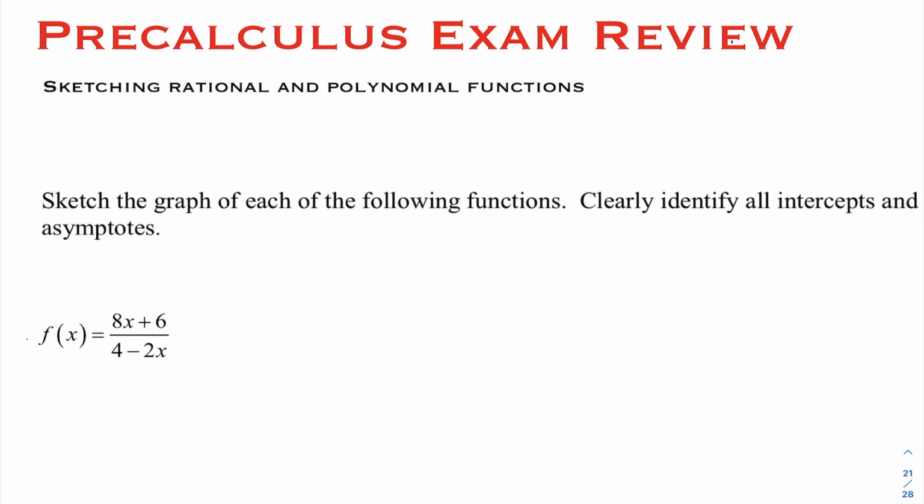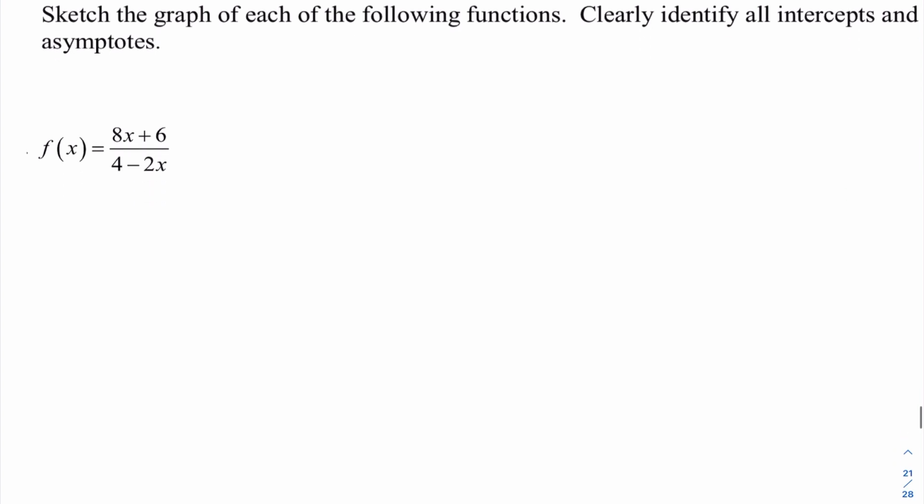All right, so starting us off here, we're going to look at graphing the following functions. Taking a look at our first problem, we have a rational function. This is defined to be (8x + 6) divided by (4 - 2x). The idea with graphing rational functions is we want to find all the characteristics of this rational function. That includes our x-intercept, y-intercept, vertical asymptotes, horizontal asymptotes if they exist, etc.